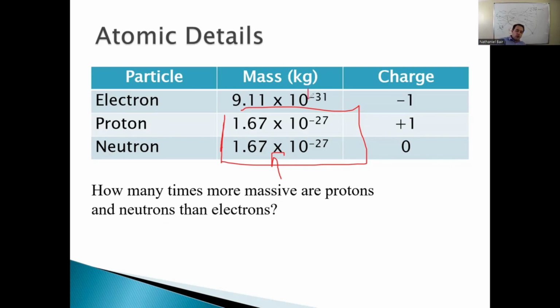Here you can see how much smaller the electron is. The electron has a mass of about 9.11 times 10 to the negative 31st kilograms, so it's about 10 to the third or fourth orders of magnitude smaller. So electrons are way, way smaller. Awesome.